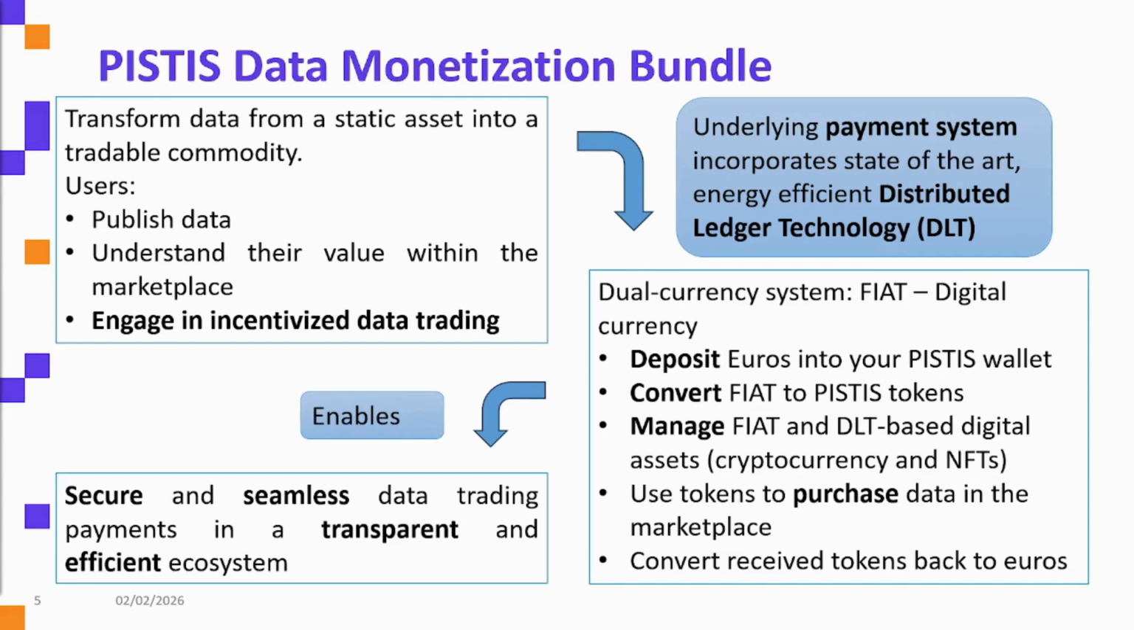When you want to buy data, you deposit euros into your PISTIS wallet. The system converts euros to PISTIS tokens at current exchange rates. You use tokens to purchase data in the marketplace, and then the sellers can convert received tokens back to euros when desired. This hybrid approach combines the familiarity and regulatory compliance of traditional currency with the transparency and efficiency of DLT-based assets.